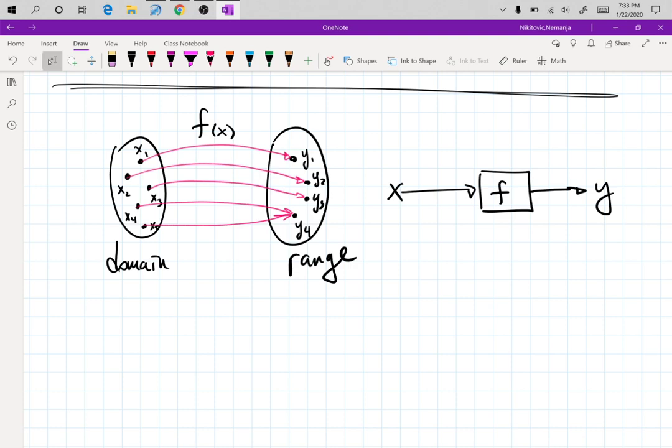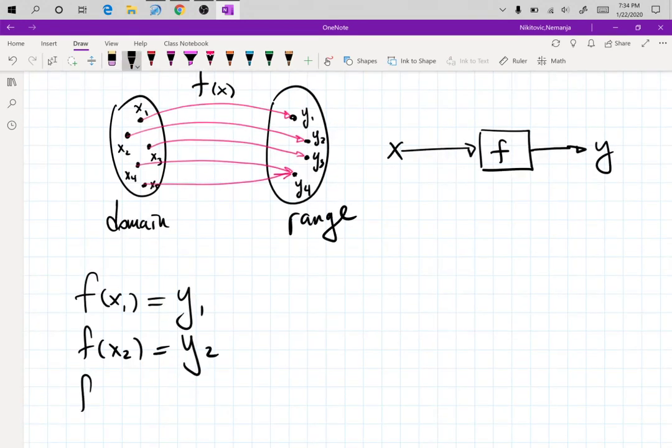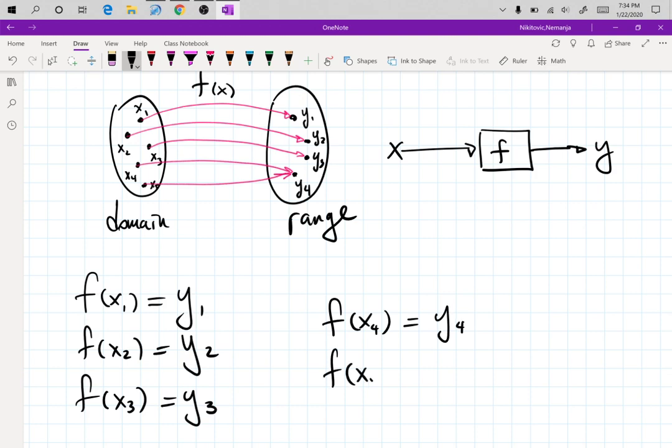Now, we said that the word unique is very important, and the word unique is the one that makes the function. So in this case, I have that f of x1 gives me y1. f of x2 gives me y2. f of x3 gives me y3. f of x4 gives me y4. And f of x5 gives me y4 as well.